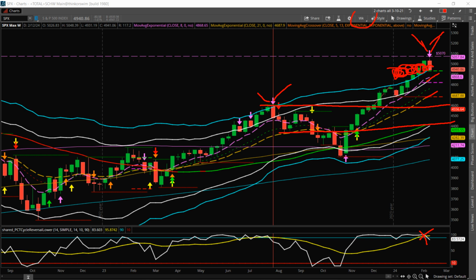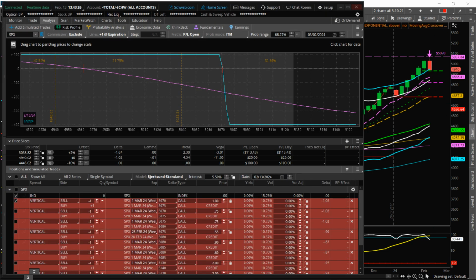So here's the trade setup that we did, a bear call credit spread on SPX. We went out to the 1 March expiration series, about 17 days out from today, and set up the trade selling the 50-70 short strike and then buying the 50-75 above to cap the risk in case it goes up. The 50-70 short strike was about a 20 to 22 delta.